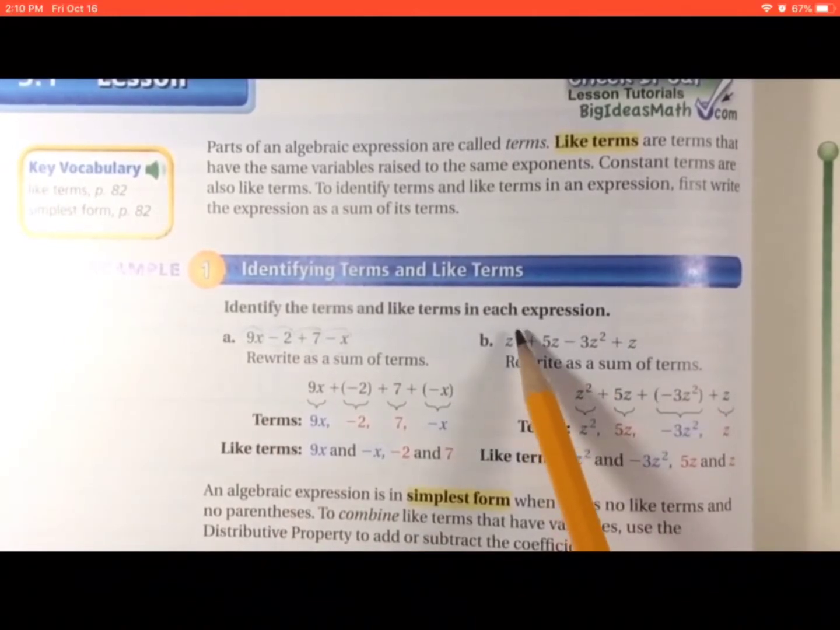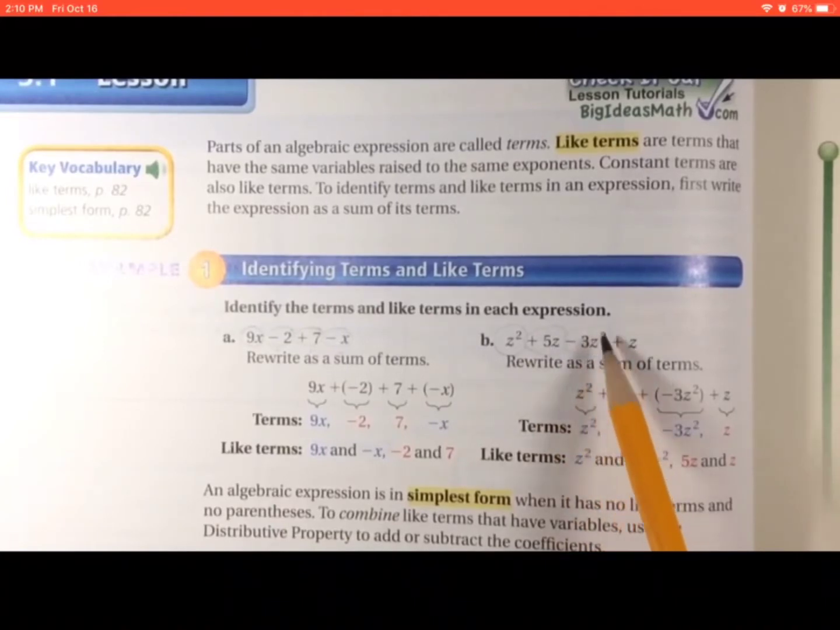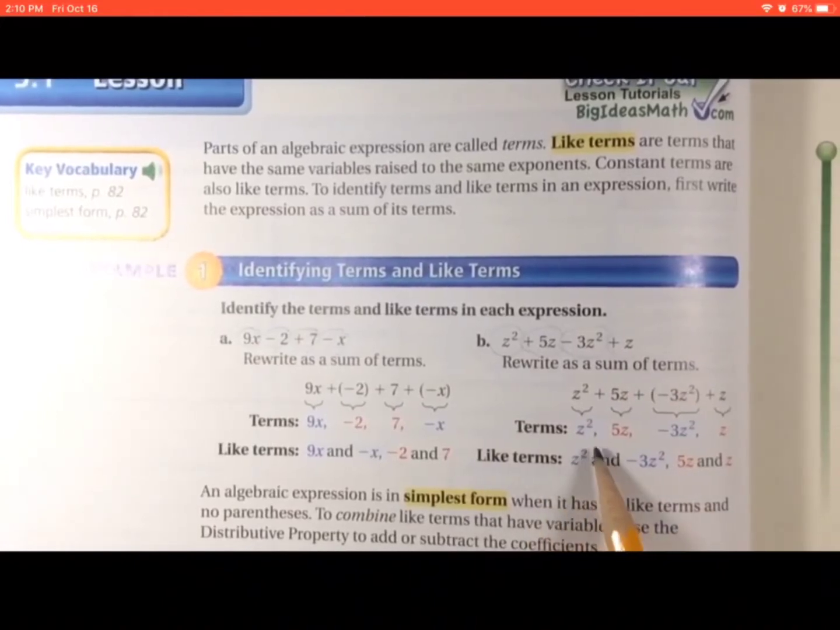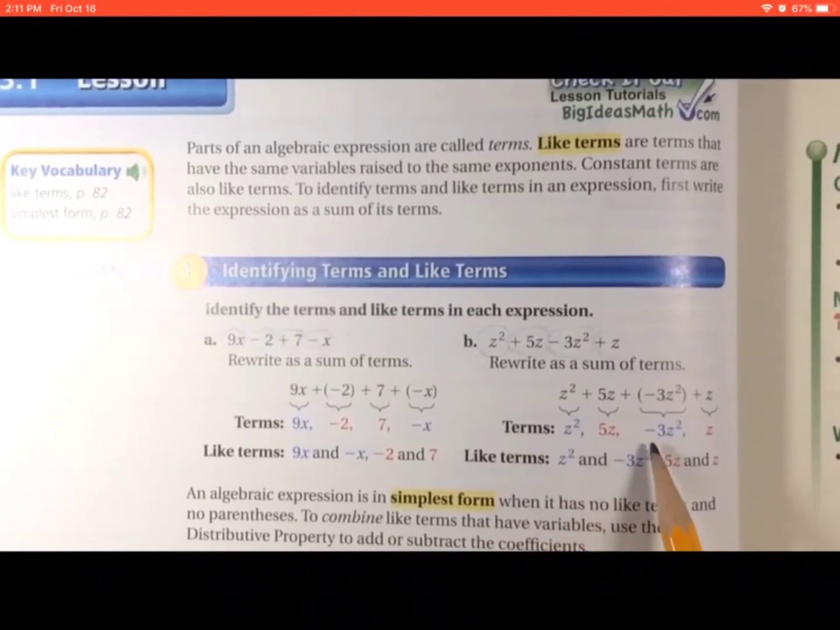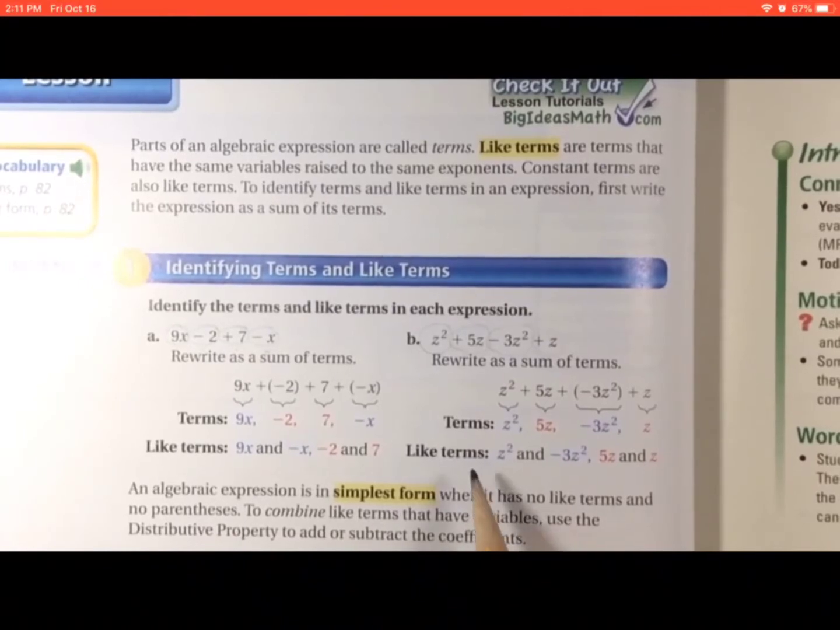Over here, we've got z squared, positive 5z, negative 3z squared, positive z. So what are the terms? Well, just like I said, z squared, 5z, negative 3z squared, and z. What are the like terms? They're giving us an example with different exponents here. We won't be doing that throughout the chapter though. But z squared and negative 3z squared are like terms because they're both z squared terms. 5z and z are both like terms because they're both z terms.